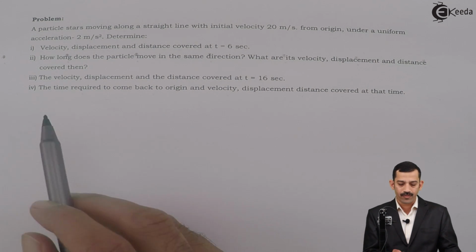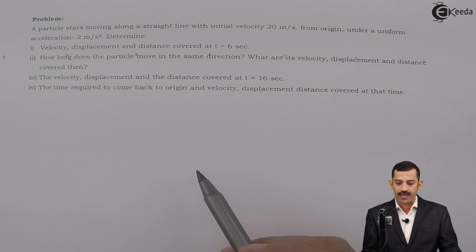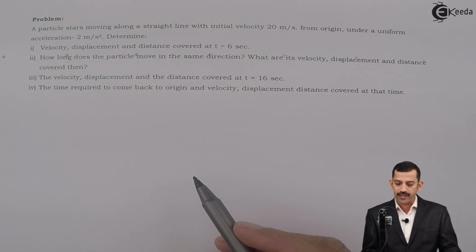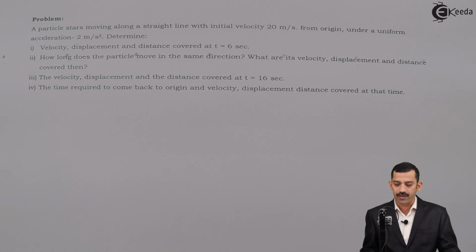Second part of the problem is what? How long does the particle move in the same direction? What are its velocity, displacement and distance covered then? Third part of the problem: the velocity, displacement and distance covered at 16 seconds. Number 4: the time required to come back to the origin, and the velocity, displacement and distance covered at that time.